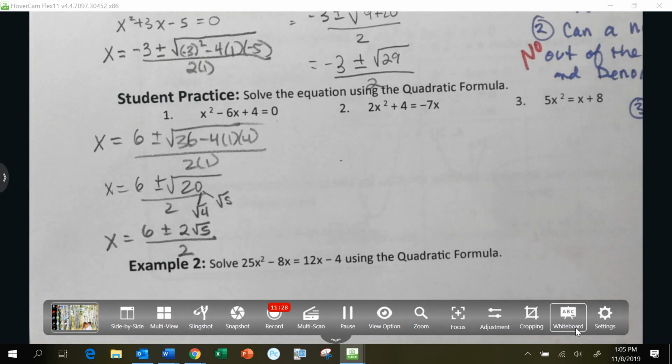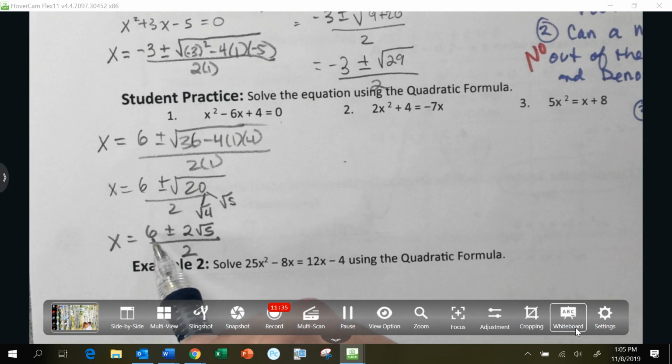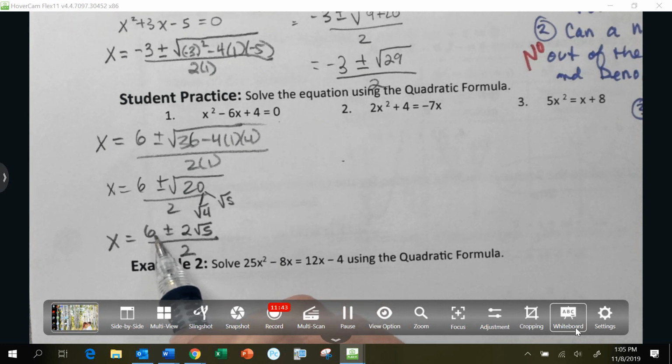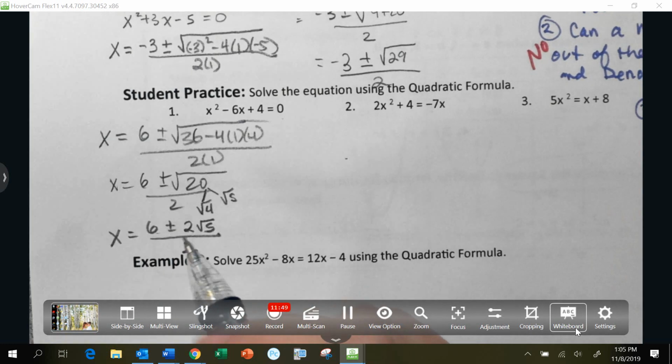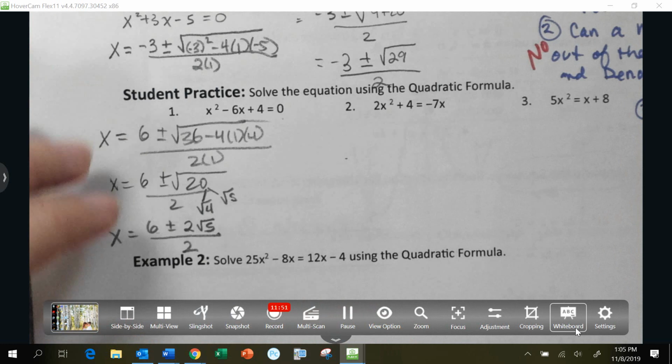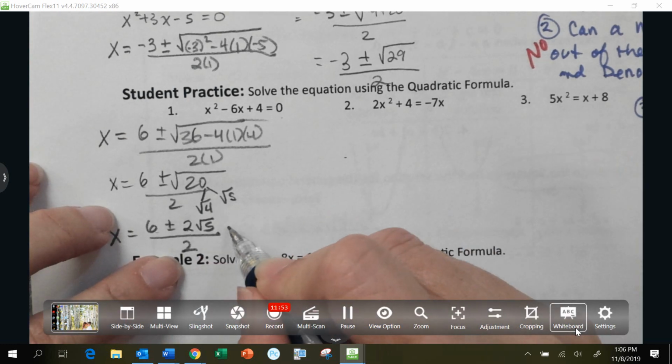For my next step, would I be able to factor out a number from the numerator and the denominator? Is there a greatest common factor that we could take out of the 6 and the 2? You can't take 3 out of a 2. But can you take 2 out of the 6? Can we also take a 2 out of the bottom? Yeah. No, it's not. So we're going to rewrite this.